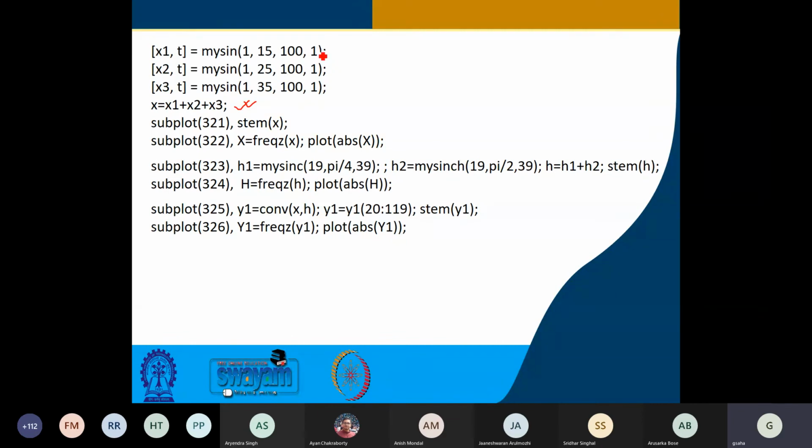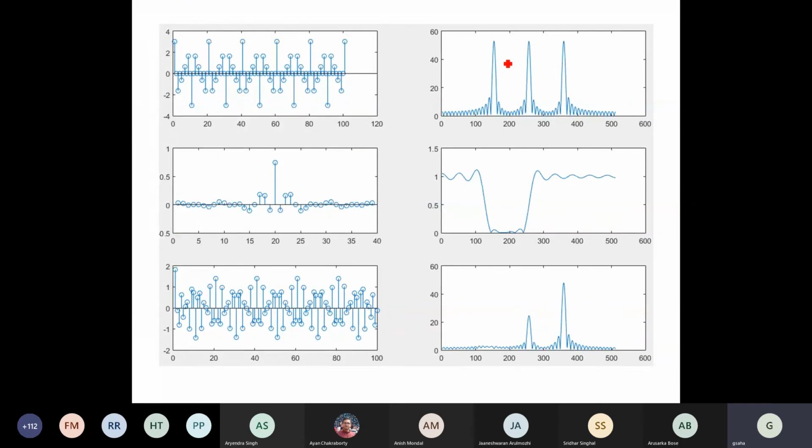15 Hertz, 25 Hertz and 35 Hertz. This is pi by 4 and this is pi by 2. Pi by 2 is 25 Hertz and pi by 4 will be 12.5 Hertz. Then you are plotting and doing all those things. Initial values you have removed and all. So these are the three frequencies.